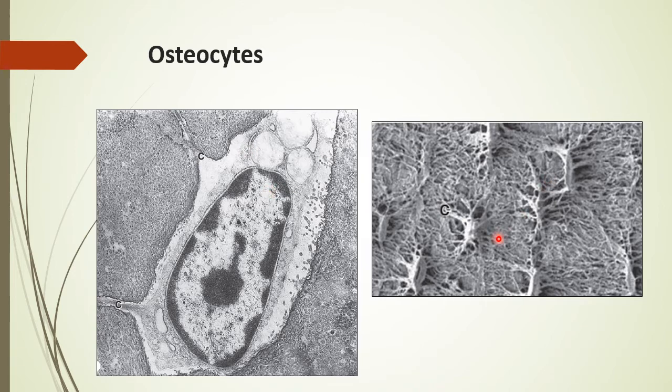On the right side, this is a scanning electron microscopic picture that gives us a three-dimensional view of the osteocytes. This is the osteocyte, and we notice it is found within the lacuna, and these are the canaliculi extending from the lacuna. These processes are canaliculi. Inside the canaliculi we find the osteocytic processes.